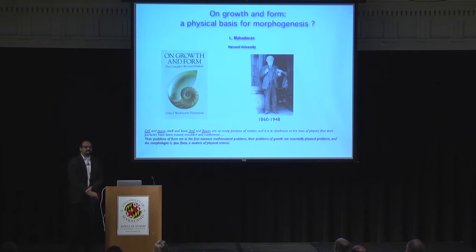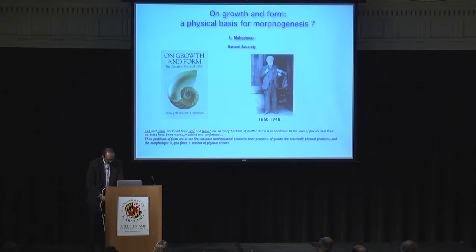As D'Arcy Thompson himself said, the whole book is a kind of introduction and an invitation for people trained in mathematics, physics, and engineering to look at biology from a perspective associated with those lenses, associated with geometry. Right in the introduction he says, and this I will take as a mandate for what I'd like to tell you about: cell and tissue, shell and bone, leaf and flower are so many portions of matter, and it is in obedience to the laws of physics that their particles have been moved, molded, and conformed. Then he goes on to say, the problems of form are, in the first instance, mathematical problems. The problems of growth are essentially physical problems, and so the morphologist is ipso facto a student of physical science. So how, then, can we take this mandate, which he gave us almost 100 years ago, and actually make sense of it?